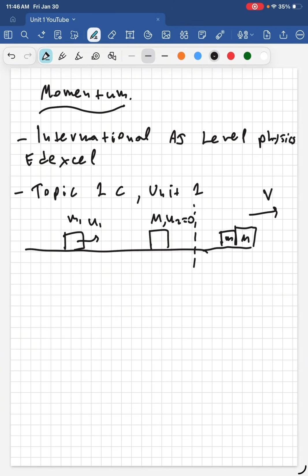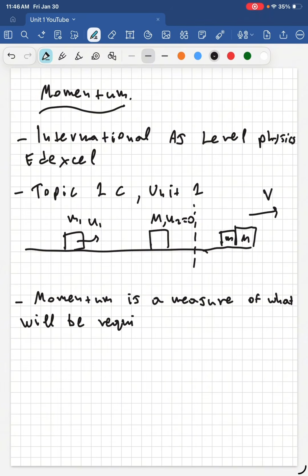Okay, so with all this being said, let's talk about what momentum actually is. So momentum, okay, is a measure of what will be required to stop an object from moving, okay?